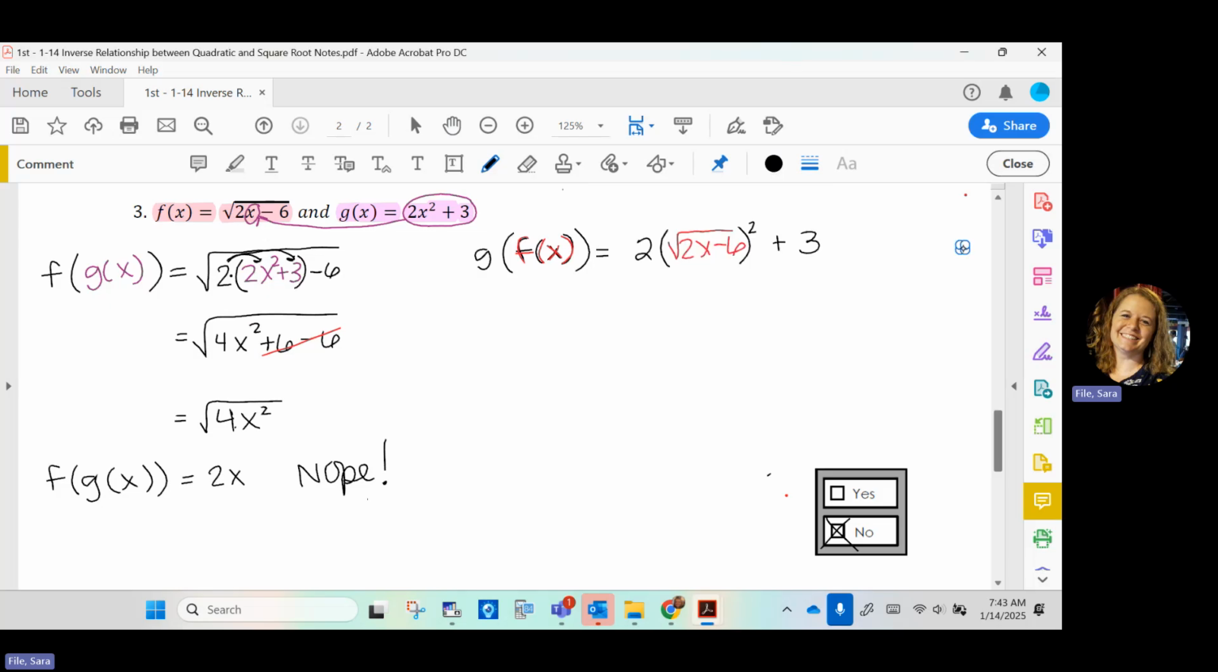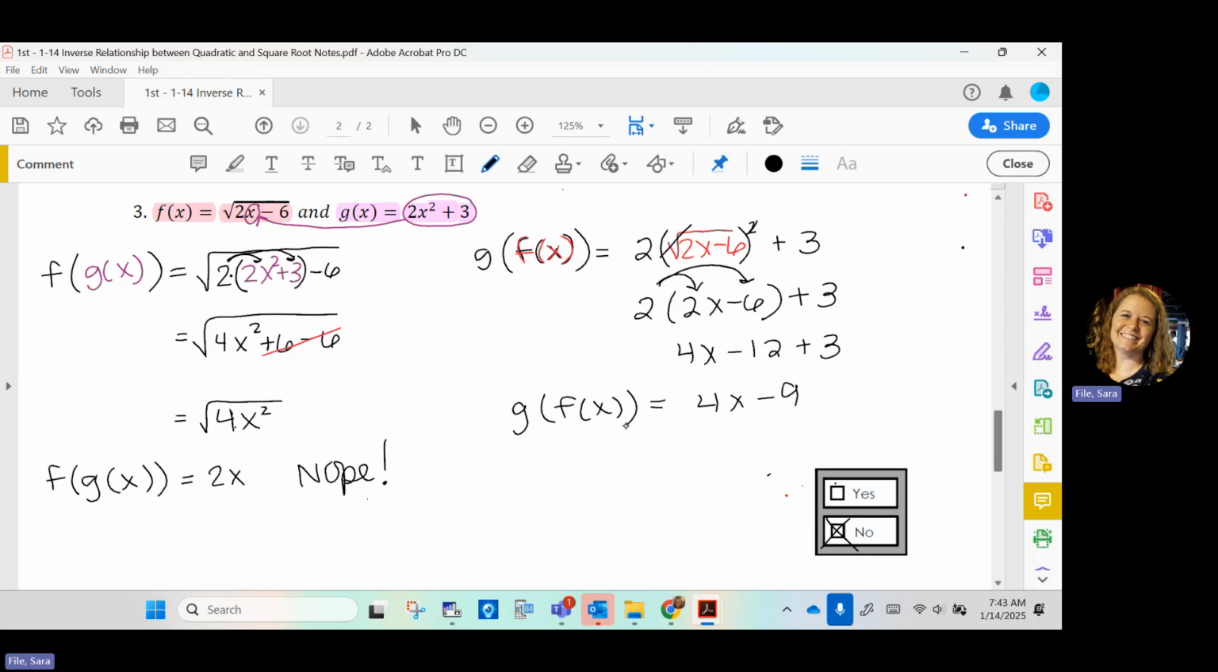Now there, what is being squared is the square root, so that would have canceled, but you still would have had 2 times 2x minus 6, and then plus 3, and you would have distributed here, gotten 4x minus 12 plus 3, so then that would have been 4x minus 9, which is again not x. So you can see both ways, it does not come out to just x. Both ways should come out to just x. They should come out to equal each other and just be x. So this doesn't work no matter which way you check.